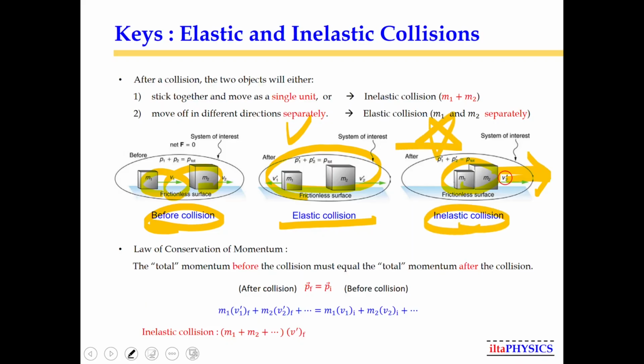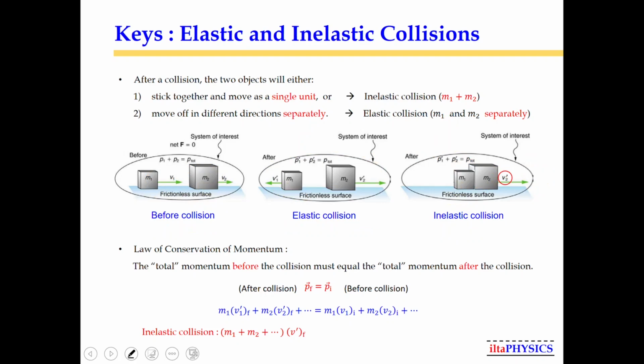Generally, we use a prime symbol to distinguish the velocity after the collision. As you can see in the diagram, in an inelastic collision, the objects become one mass and move with one common final velocity. The law of conservation of momentum holds true for both elastic and inelastic collisions. This means the total momentum before the collision equals the total momentum after the collision. We can write this as momentum initial equals momentum final.